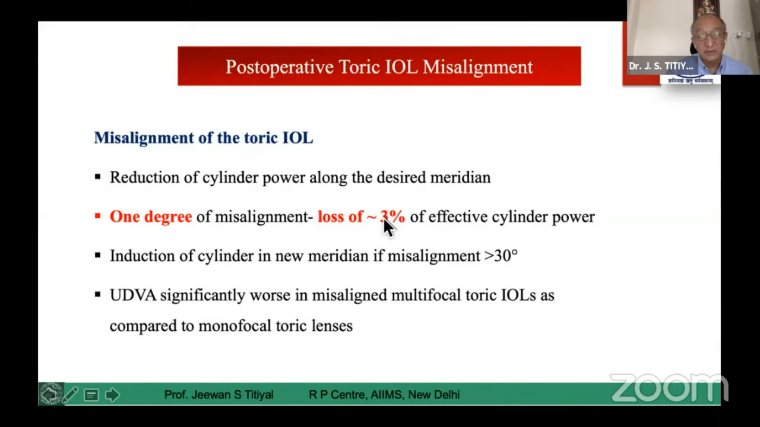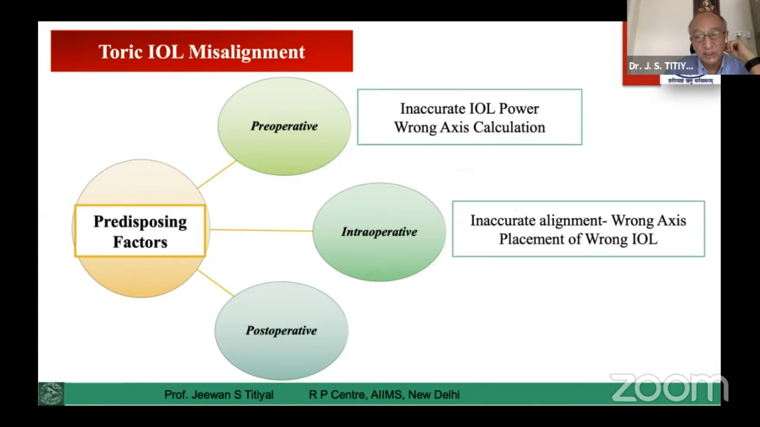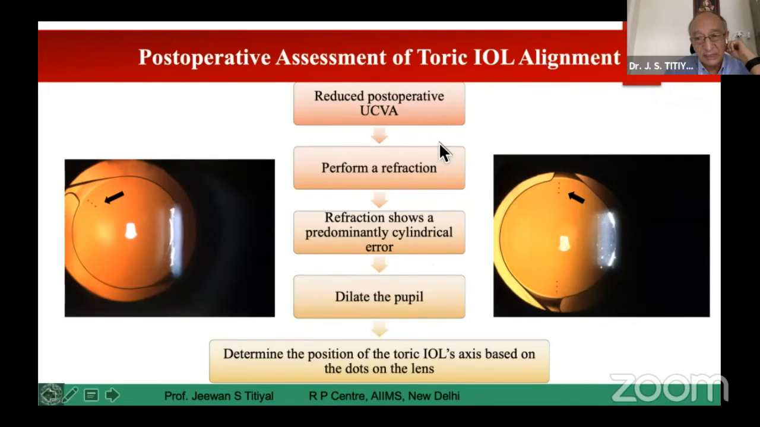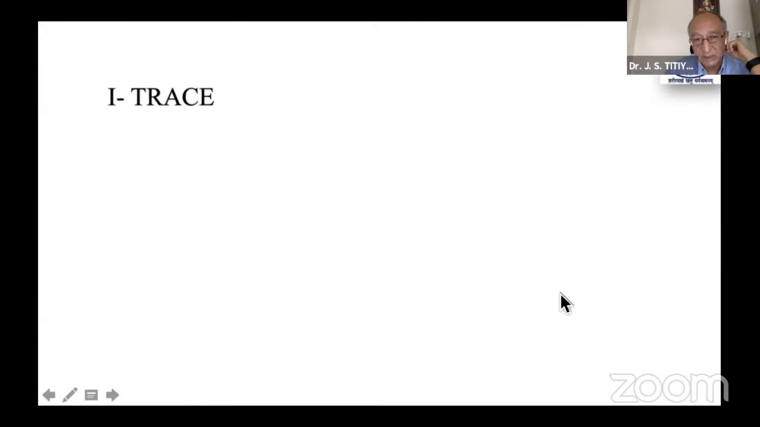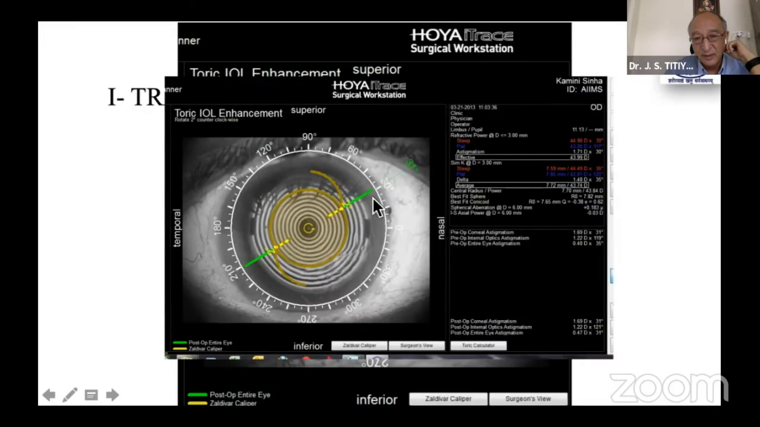Then misalignment: we know that you can lose the toric power. There can be various ways by which misalignment occurs. Classically, it is basically the surgery or a miscalculation of your axis. Accordingly, you can plan to rotate your lens if required. You need to dilate the pupil post-op, see the marks, and check with your axis in these cases. And I do EyeTrace examination, which will tell you the alignment of these lenses.